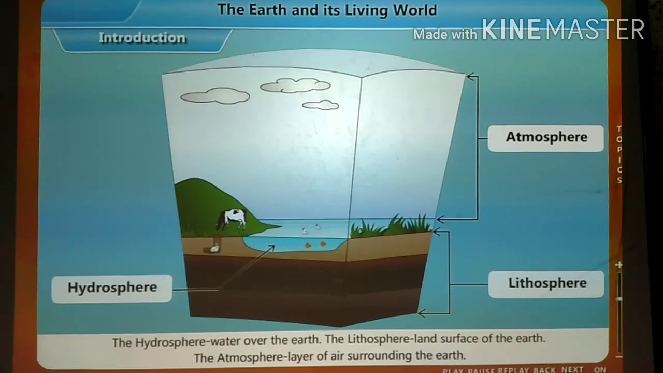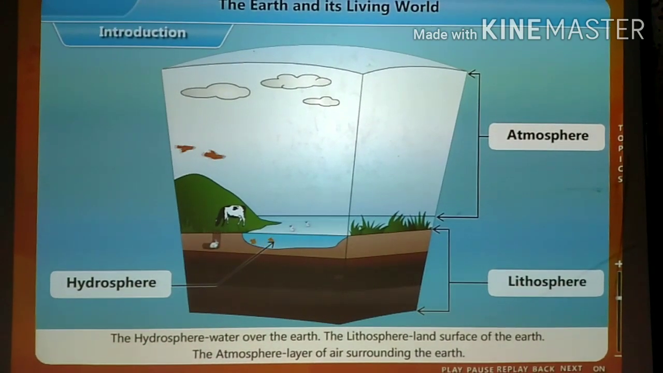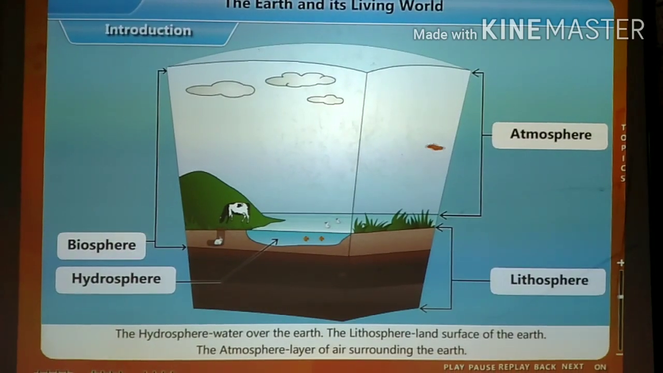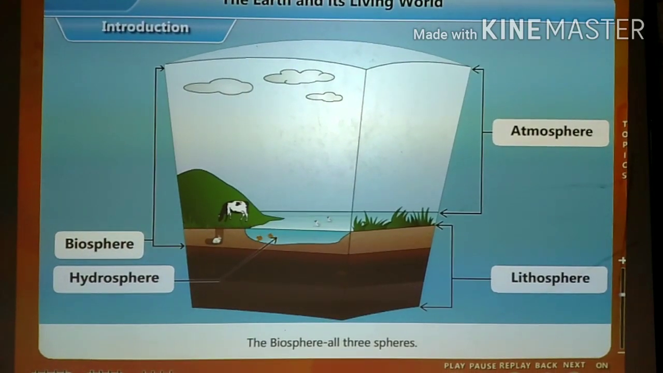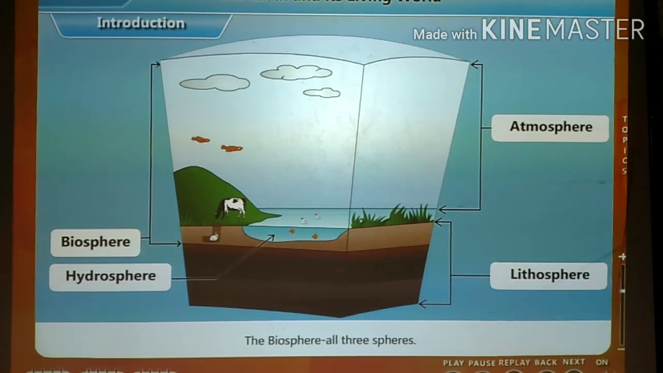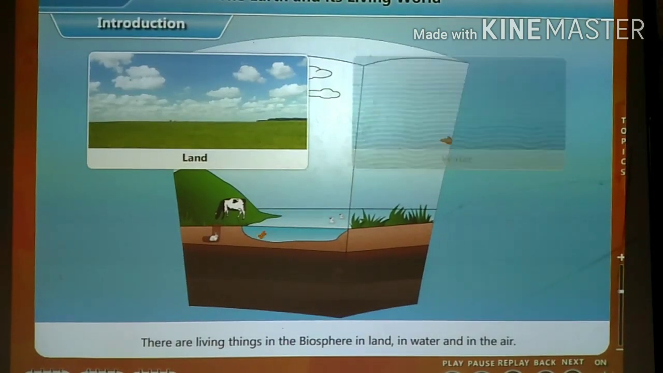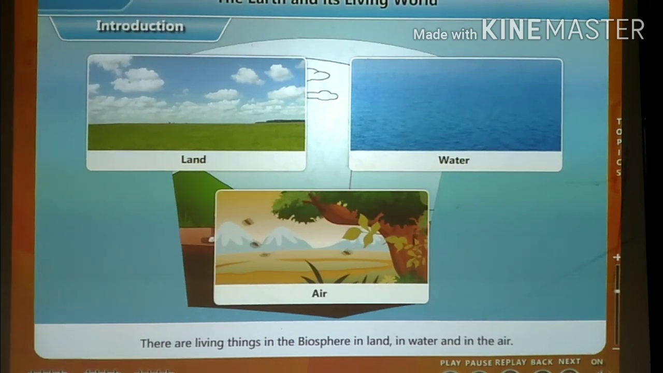The atmosphere and the regions of the surface of the earth that support life are known as the biosphere. The biosphere spreads in all the three spheres. There are living things in the biosphere in land, in water, and in the air.